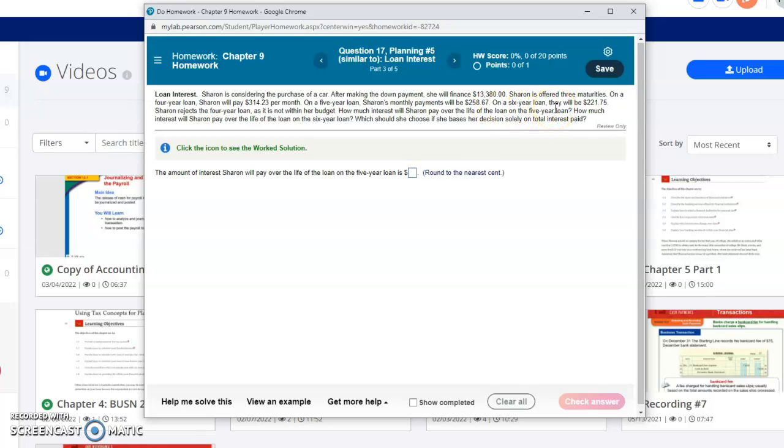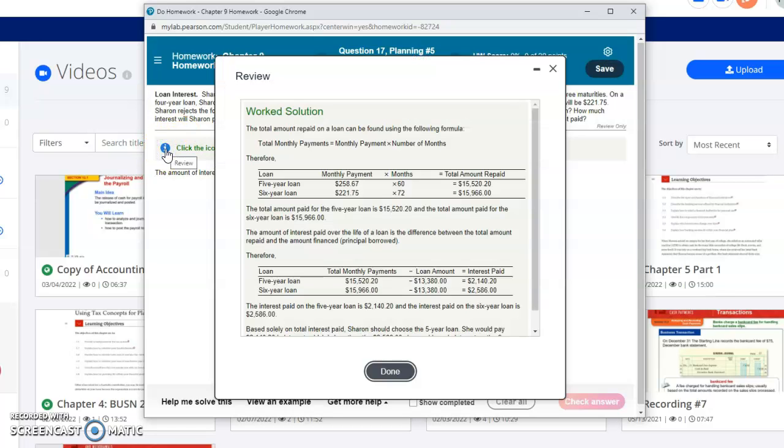On a 6-year loan, she will pay $221.75. She rejects the 4-year loan as it is not within her budget. How much interest will she pay over the life of the loan on the 5-year loan? How much interest will she pay over the life of the loan on a 6-year loan? Which should she choose?